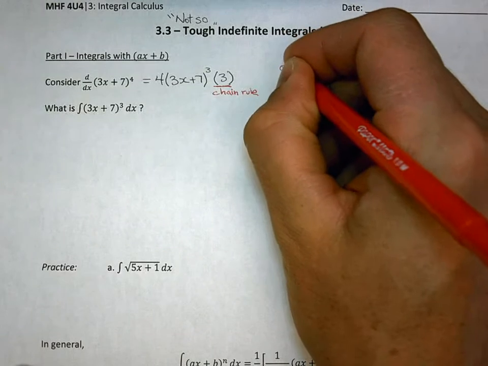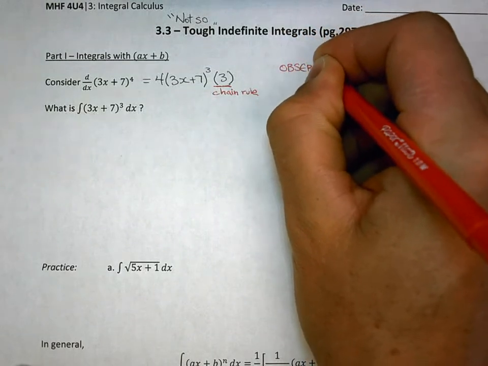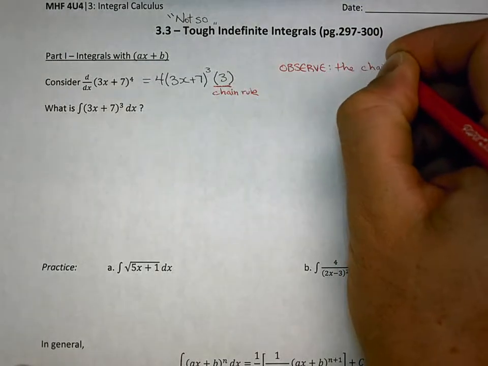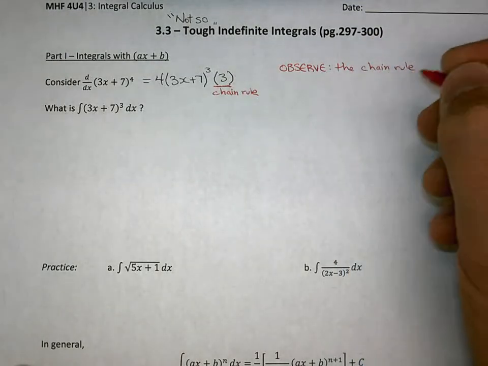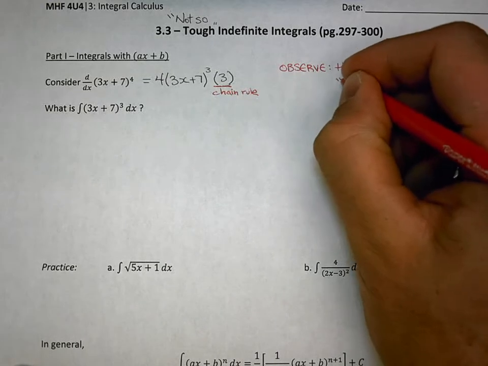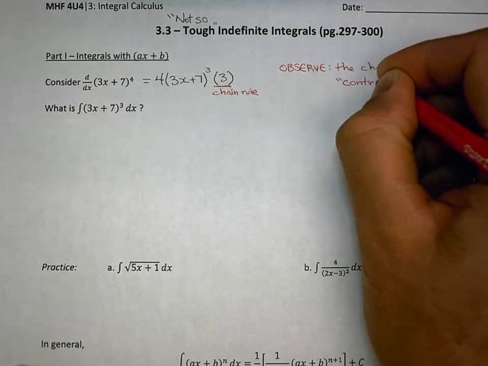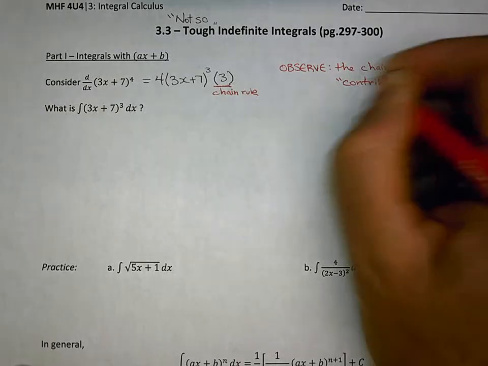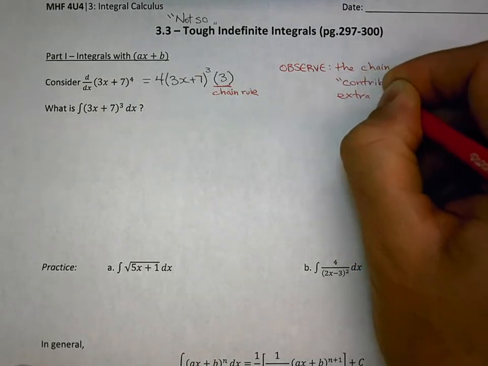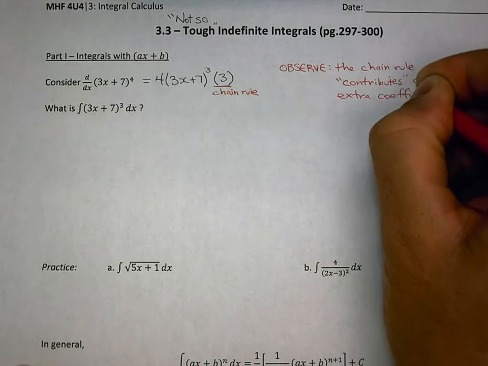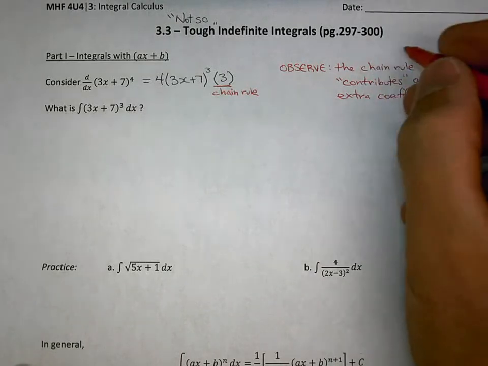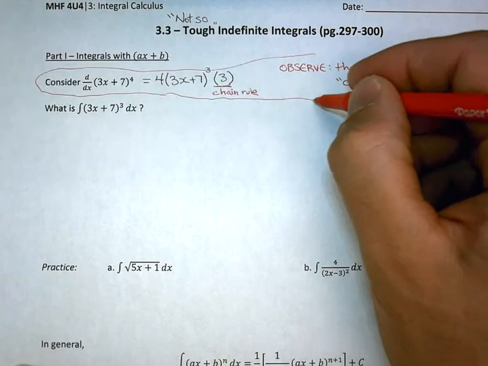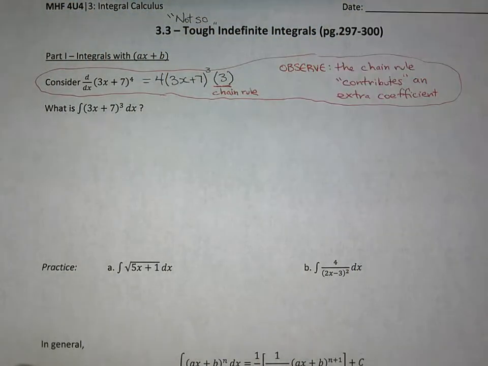So I want you to just observe that the chain rule contributes an extra coefficient. So that's kind of the basis for what we're going to be doing today. We're going to be doing this backwards.